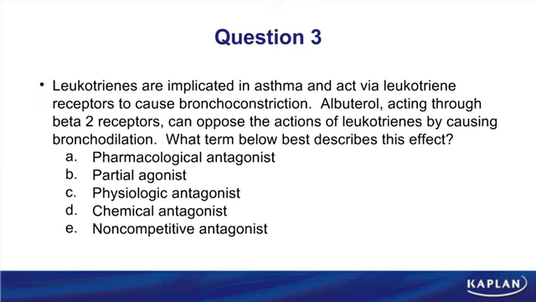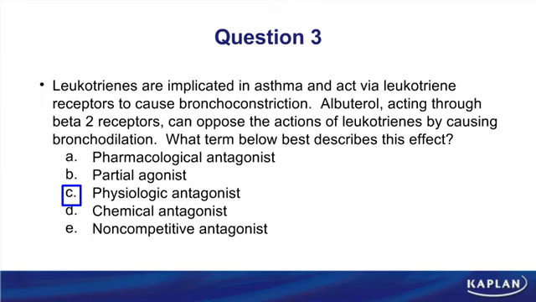If you go back earlier and we talked about the different types of antagonism, leukotrienes have their own receptor. Albuterol has its own receptor. You have 2 receptors, and the 2 receptors do opposite things. A 2-receptor system is what we call a physiologic antagonist. Choice C is the correct answer.